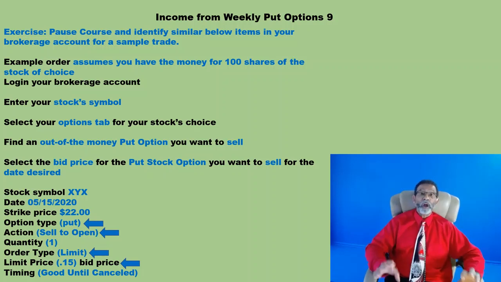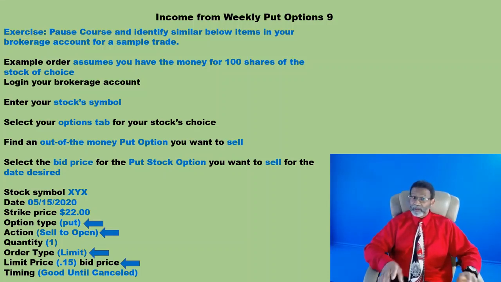Now, so log into your brokerage account. Now, this is not a race. Take your time. Pick the stock symbol, click on the options tab, and find an out of the money put option you want to sell.